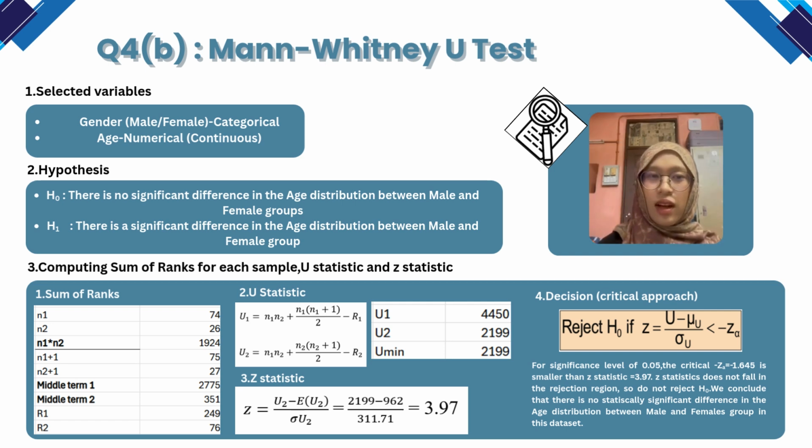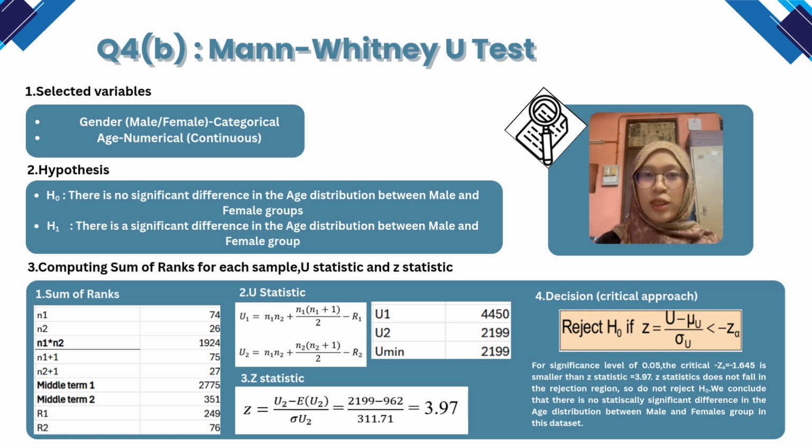Now, I will explain how I did the calculation for the Mann-Whitney test. First, I generated a rank table in Excel in order to calculate the sum of ranks for each sample. Then I get the result of the sum of ranks 1, which is 249, and the sum of ranks 2, which is 76. After getting the sum of ranks, I can calculate the U statistic. I use the formula as you can see in the table down below. Then I get the result of U1, which is 4,450, and the result for U2 is 2,199.